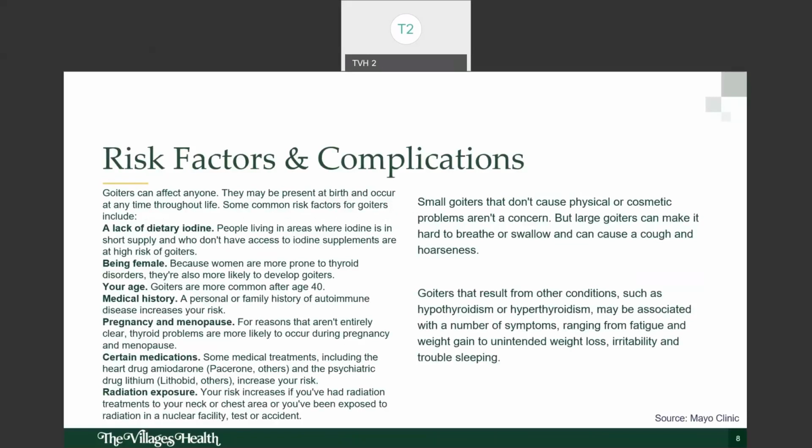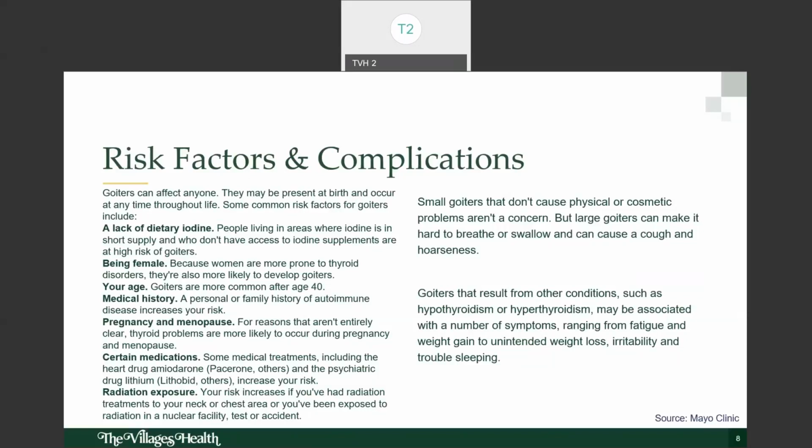Now, we do know with goiters, it can happen to anyone. They can be present at birth, or they can slowly, gradually become enlarged throughout your life. So we know there are some common risk factors for developing goiters, for developing that enlargement. We discussed a lack of dietary iodine. So some people living in areas where iodine is in short supply. Here in the United States, we discussed our salt does have iodine in it, so it may not necessarily be from that cause here, but people that don't have access to iodine supplements are at a high risk for developing a goiter.